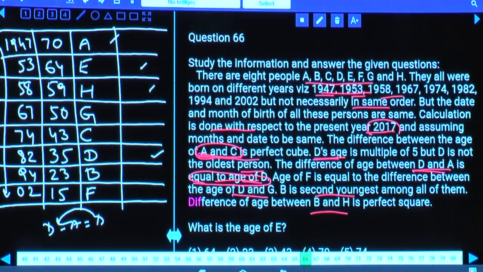Question number 71. 30 people are standing in a straight line facing north. A is 17th from the left, B is 20th from the right, and 11 people are in between B and C. Then how many people are there in between A and C? Clear?